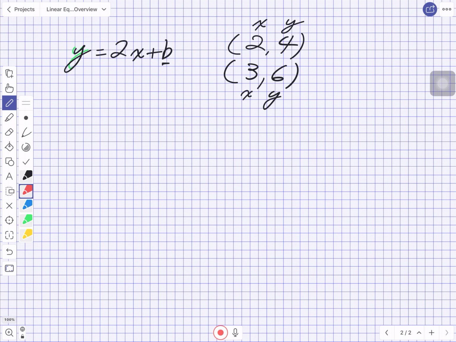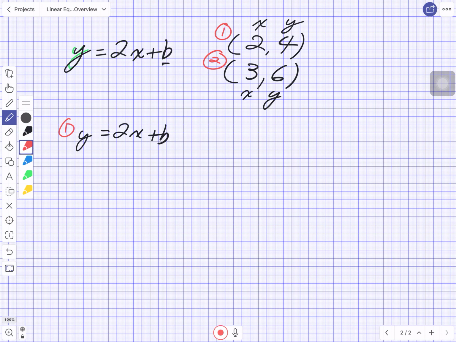So again, I'll call this scenario 1 and scenario 2. So scenario 1, I'm going to write y is equal to 2x plus b. And what we're going to do is take this number 2, an x value, and substitute it in for x. And I'm going to take this y and substitute it in for y. Okay? So we get 4 is going to replace y.